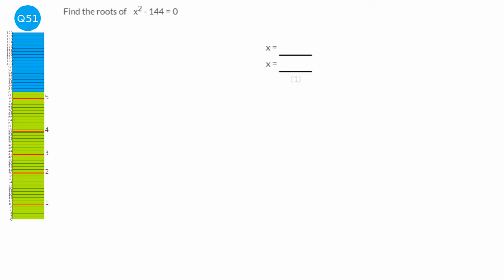To solve this, we've got to first of all factorize the left-hand side. And so we look at the number, and it's definitely a difference of two squares. So x squared, the square root of that will be x. And we think about what the square root of 144 is, which is 12. And so we plus 12 and we minus 12. So difference of two squares, you take the positive and the negative root.